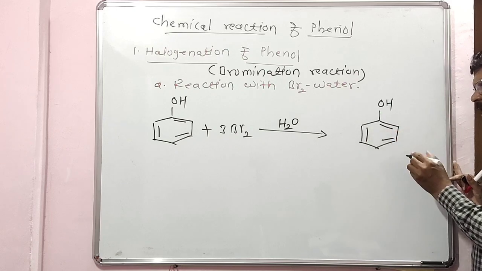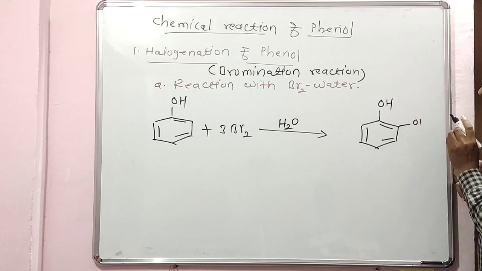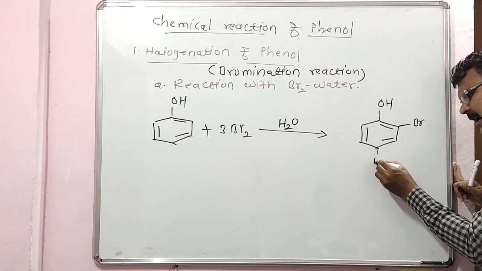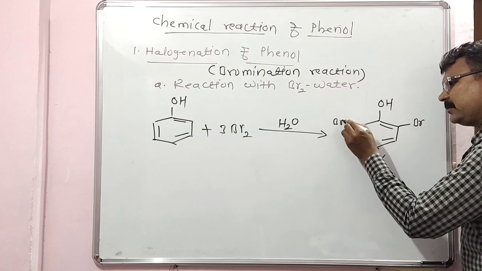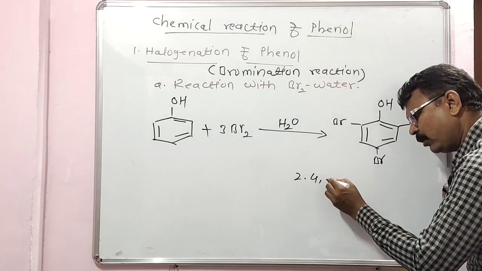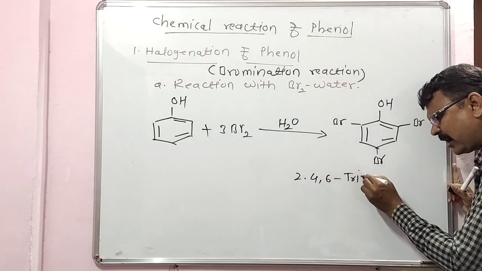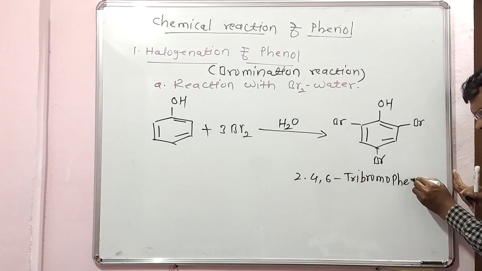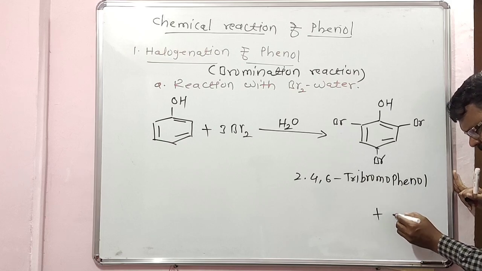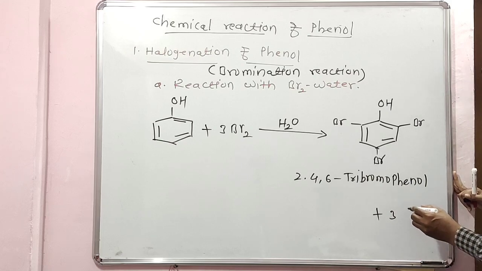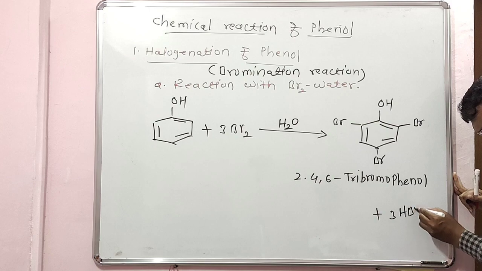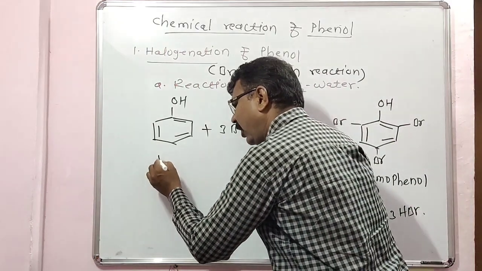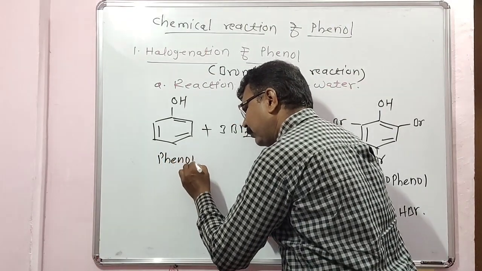2,4,6-tribromophenol. Meaning Br, next Br, next Br: 2,4,6-tribromophenol, plus HBr. What is this? This is phenol, or carbolic acid.